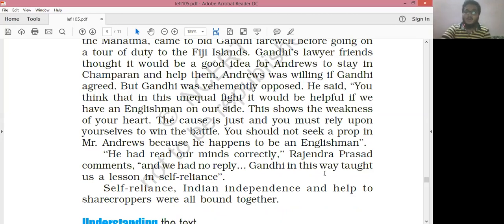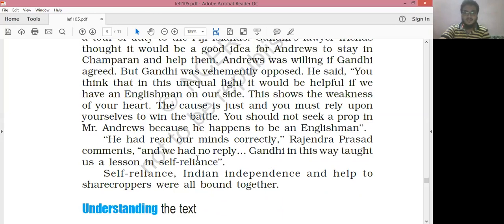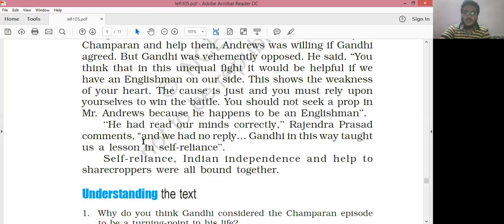Rajendra Prasad comments, "He had read our minds correctly, and we had no reply. Gandhi in this way taught us a lesson in self-reliance." In this way, students, Gandhi taught them a lesson of self-reliance. Self-reliance, Indian independence, and help to sharecroppers were all bound together. This was the beginning step Gandhi took towards Indian independence. And by this, all were together.